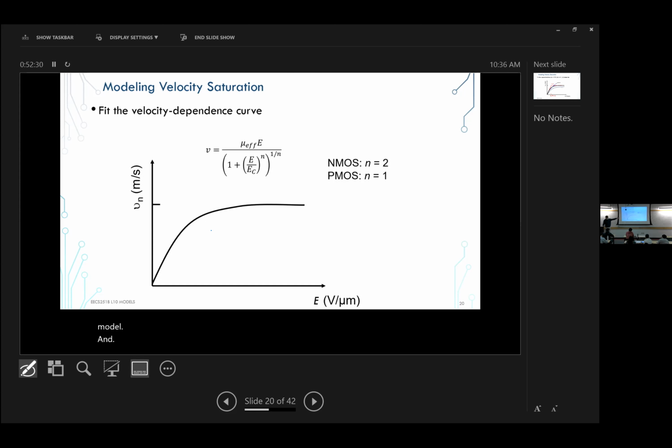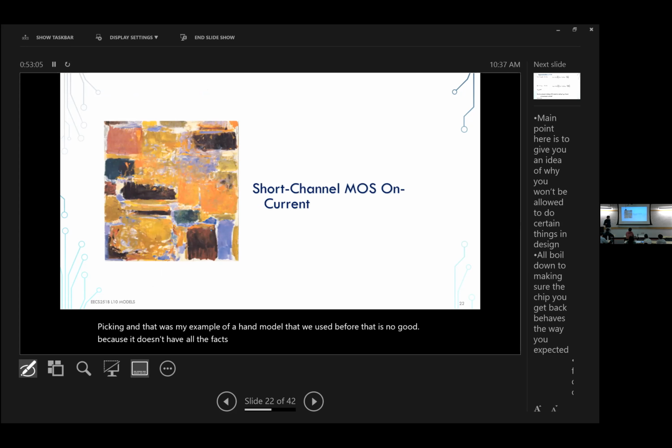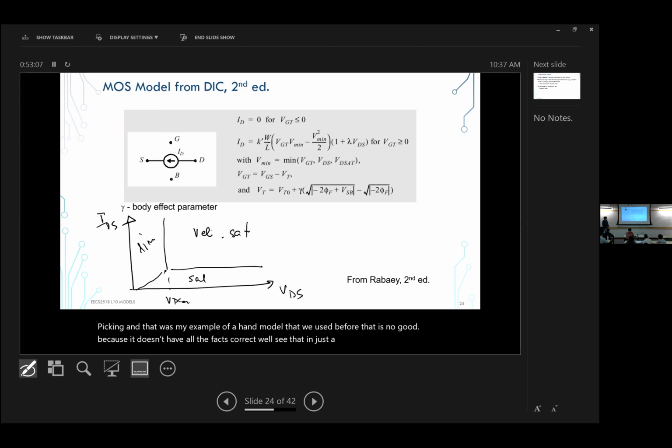Depending on what kind of a device you have, whether it's an NMOS or a PMOS, by picking an exponent, it works well. What you'll find out is hardcore modeling people pick numbers that are in between 1 and 2. That's kind of, I dare you try to integrate that. And the purpose of taking infinity or like once how high? Picking, and that was my example of a hand model that we used before. That is no good because it doesn't handle stacks correctly. I'll see that in just a second. We can try to look into that.